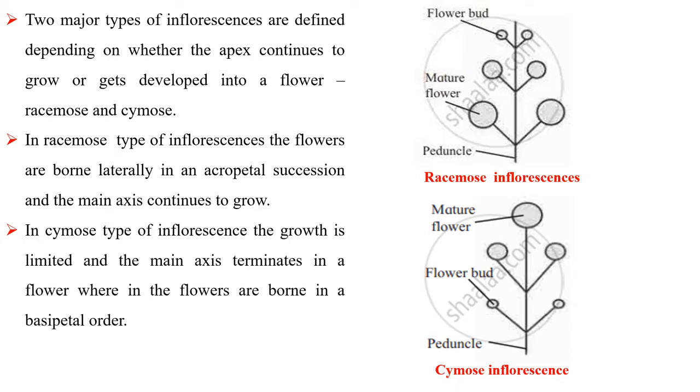Two major types of inflorescence are defined depending on whether the apex continues to grow or gets developed into a flower: racemose and cymose. In racemose type of inflorescence, the flowers are borne laterally in an acropetal succession, and the main axis continues to grow. In cymose type of inflorescence, the growth is limited and the main axis terminates in a flower, wherein the flowers are borne in a basipetal order.